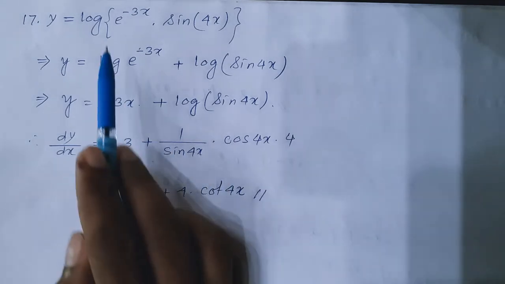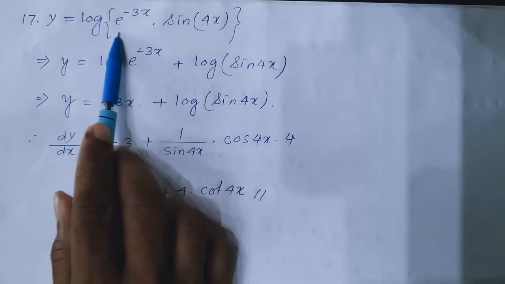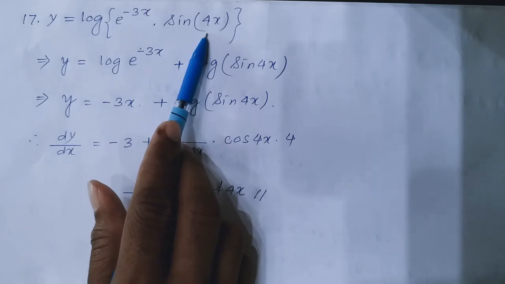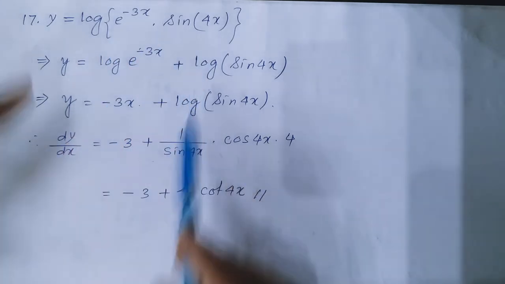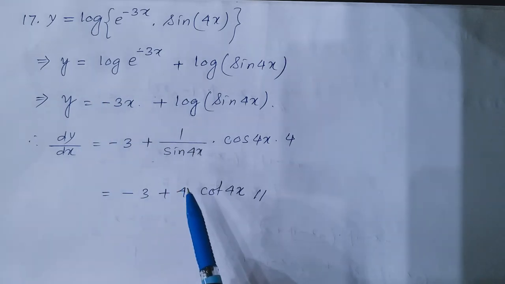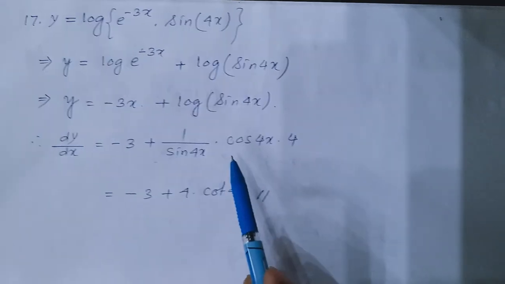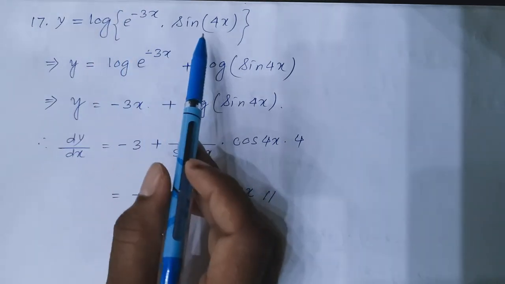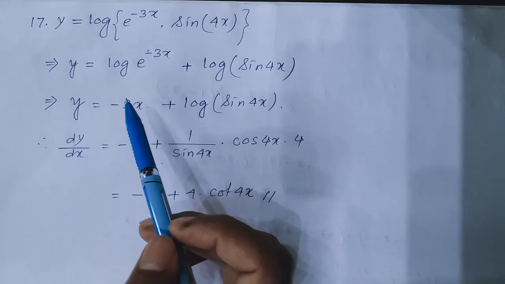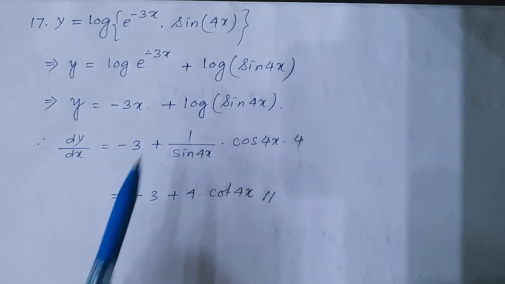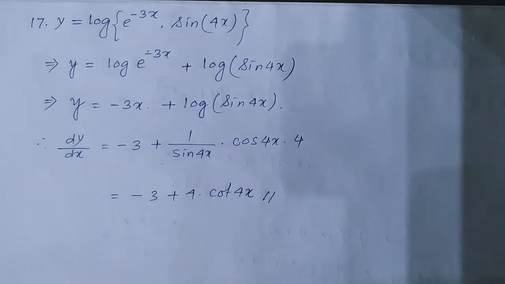So actually this function can be differentiated by directly treating this whole term as x. Then it is possible, but the calculation will become heavy. That is why, first simplification, then differentiation, it will be easy. That is why we used this. But if you wish to consider this as x and then differentiate, then it is possible, only the calculation will be heavy. Other than that, no problem.